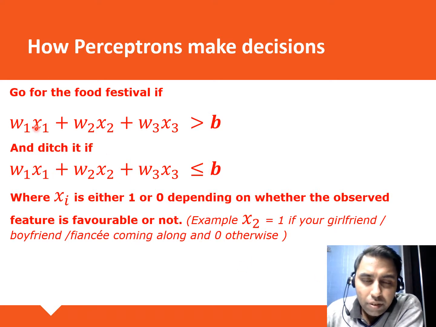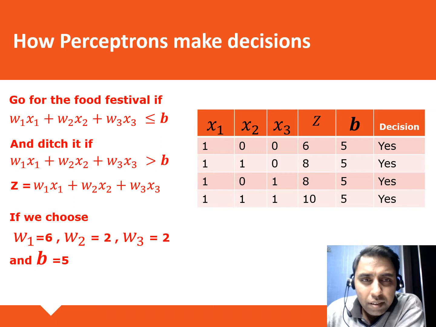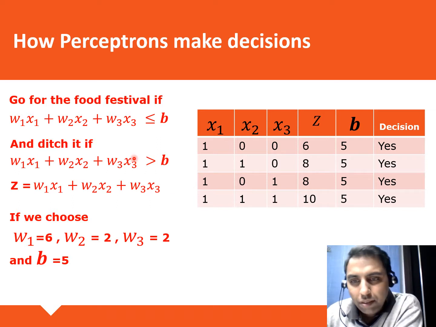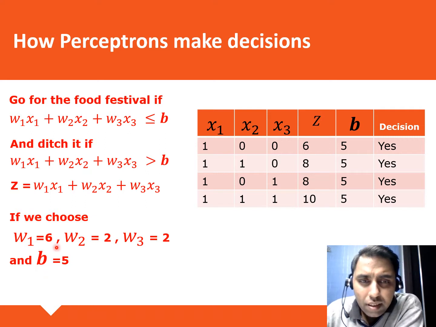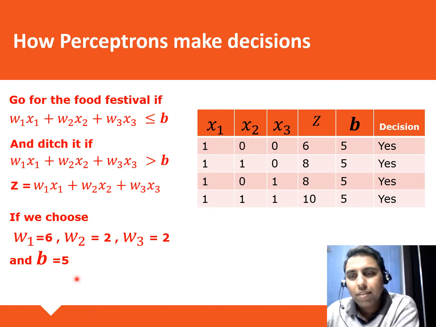Now as I was saying, the w's and the b's are something which has to be estimated. So instead of estimating them, let's choose some values of w and b for the time being, just to get the understanding right. So let's say w1 as 6, w2 as 2, w3 as 2 as well, and then b as 5, then let's see how things look.